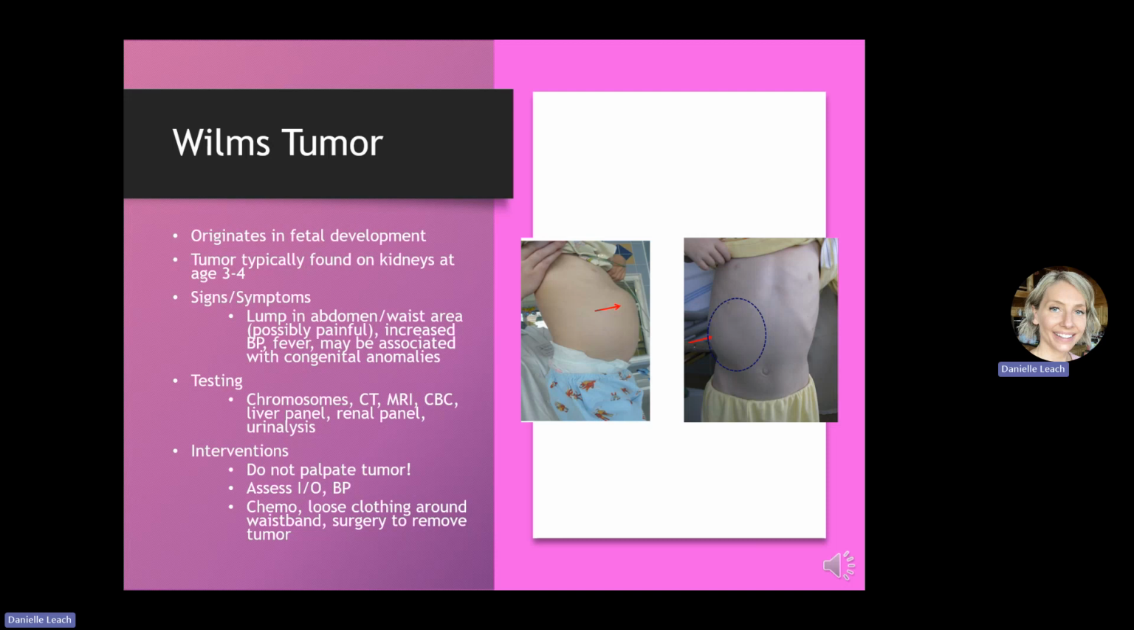They may be prescribed chemotherapy. And typically, of course, there is surgery that is ordered to remove the tumor. So this cancer is somewhat easily curable, although there is a chance that it can recur again.